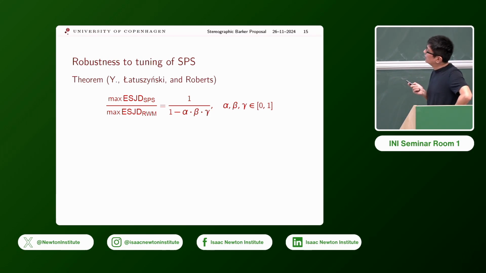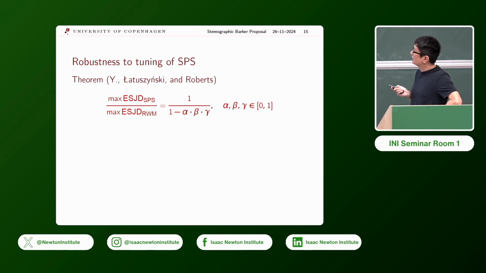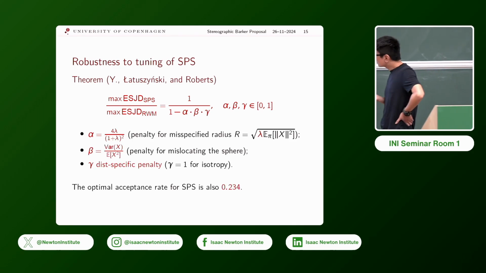So in the original paper, we show this ratio can be written as 1 divided by 1 minus alpha times beta times gamma. So alpha, beta, gamma are some constants from 0 to 1. So you can see if one of alpha, beta, gamma equals 0, then SPS has the same performance as random walk Metropolis. And if all of them are very close to 1, this ratio can be arbitrarily large. Right. So what are alpha, beta, gamma?